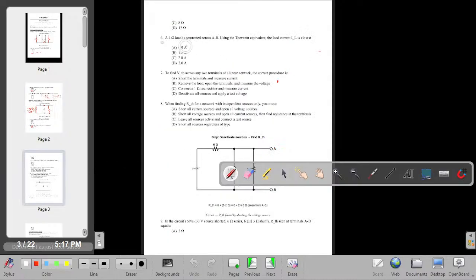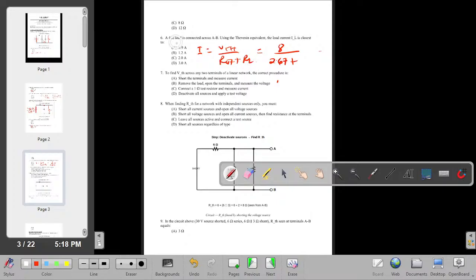It says that a 4 ohm load is connected across A and B. Using the Thevenin equivalent, you should find the load current. Our load current is always equal to VTH over RTH plus the load resistor. What is our VTH from the question? 8 volts over our RTH, which is 2.67.